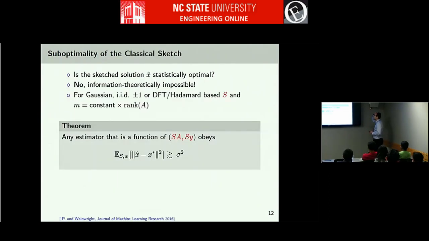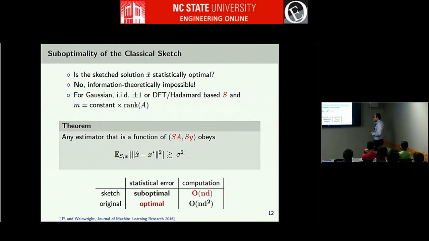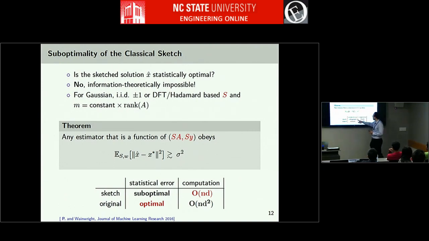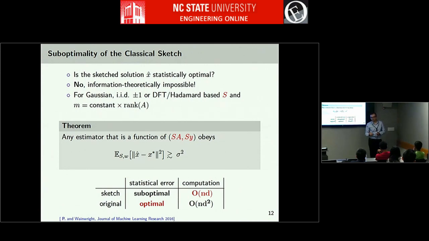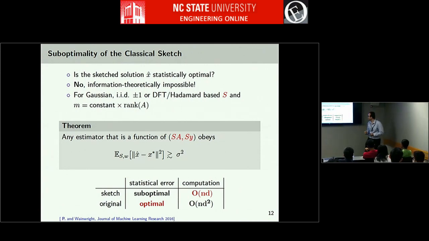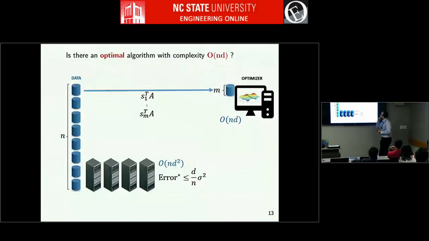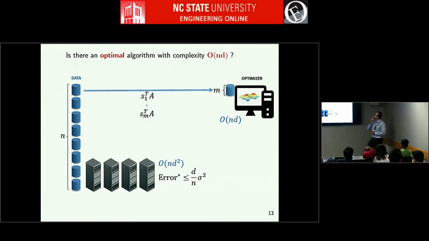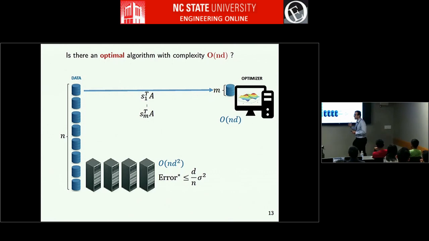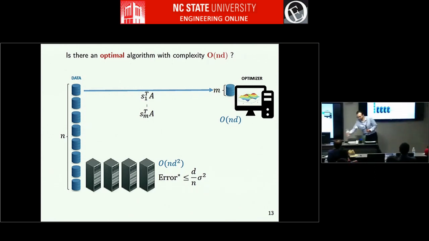So there's a gap. We have a very fast way of estimating using the sketch. Computation is linear. Statistical error is suboptimal. If you do the original least squares, it will take order nd squared time using QR decomposition or the conjugate gradient algorithm, but it will be optimal. So there's this gap. Now, the natural question is, is there an optimal algorithm, statistically optimal, with complexity order nd, linear time in the data?